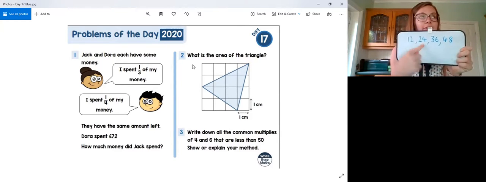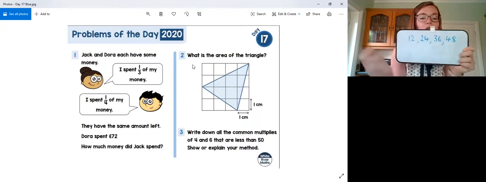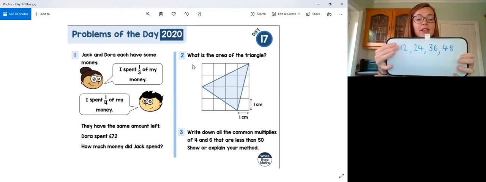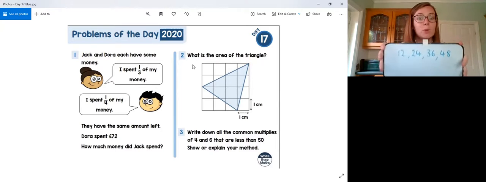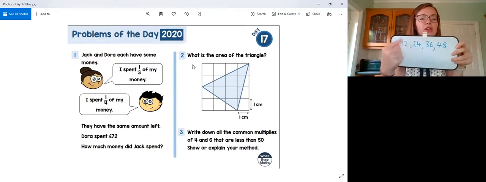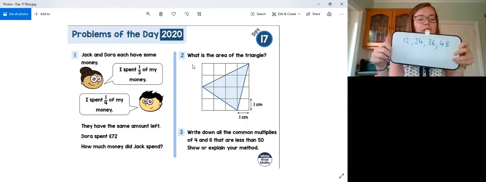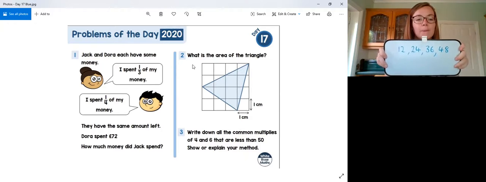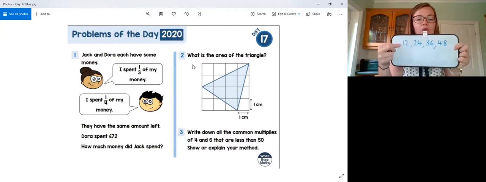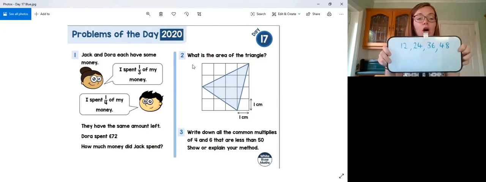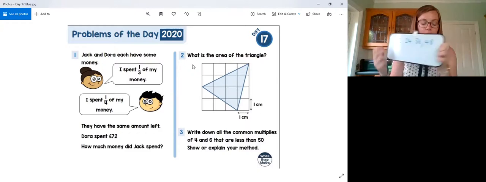It's 48. Do you notice anything about this number sequence? 12, 24, 36, 48. This is my 12 times table. So because 12 was the lowest common multiple, the lowest number that both 4 and 6 are factors of, once I got there, I could then use that 12 to keep my jumps and find out my common multiples. I've had to stop at 48 because if I add another 12 on, that takes me to 60, and that is too big. So 12, 24, 36, 48 are your common multiples.